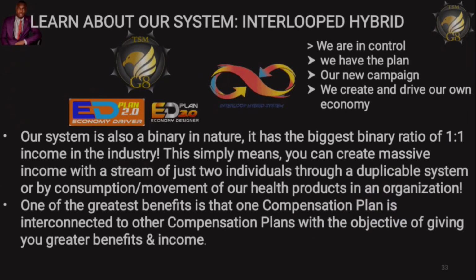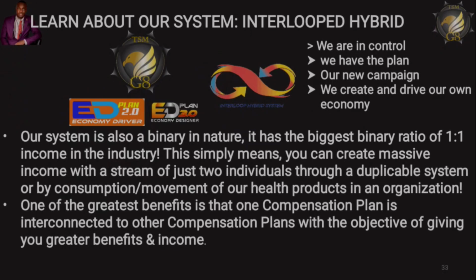Okay, so now the next thing that you need to do is learn about our system. This is what I was calling the interlooped hybrid system. The interlooped hybrid system gives you the chance to control your economy. It gives you the chance to have the plan at your hand. It is the new campaign that you can use to create, drive, and control your economy. Our system has a binary of 1-to-1 ratio, meaning you are required to do the bare minimum in the whole network marketing industry. Meaning, if you are able to create a binary system of a ratio of 1-to-1, you're able to create massive income. You're going to see what this means.